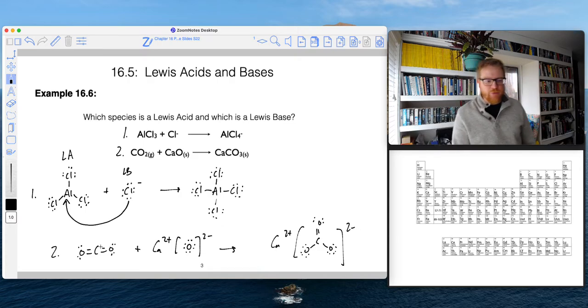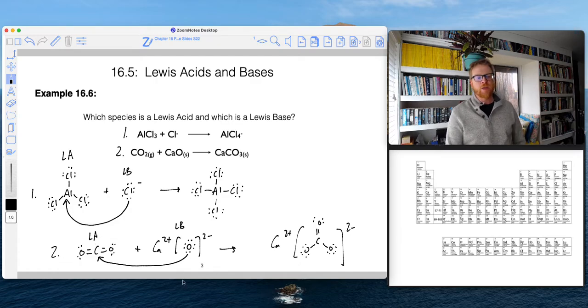And now, once again, if we inspect our structures here, we can see we're making a new chemical bond. And specifically here, we're making a new single bonded oxygen. So what's going to happen is the oxygen lone pairs are going to attack the carbon, and that makes the calcium oxide the Lewis base and the carbon dioxide the Lewis acid. So this arrow right here represents a new chemical bond to oxygen.